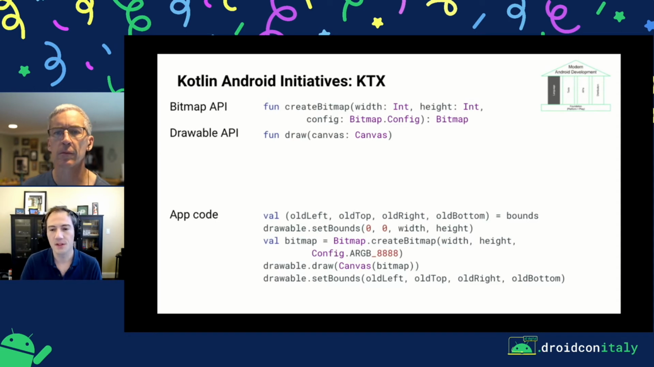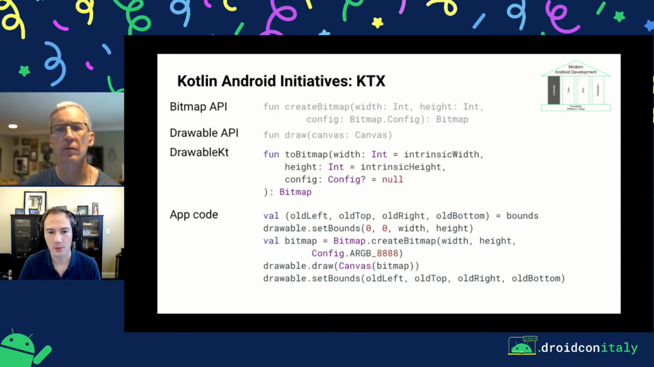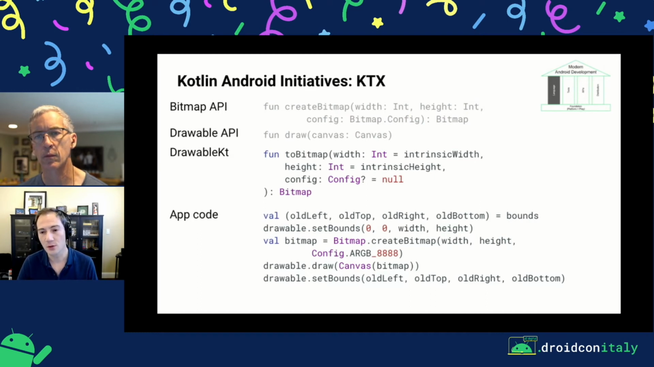With the Ktx libraries instead, we have an extension function on drawable called toBitmap. And as you can see, it makes use of yet another feature of Kotlin, which is the default values for parameters. So the width, the height, and the configuration have default values, so you don't have to specify them.